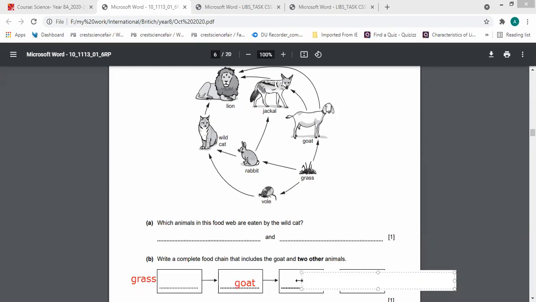Then the jackal, the secondary consumer. Then the lion, the last one, the apex of the trophic levels of the food chain. Clear? Yes. Okay. Next question.